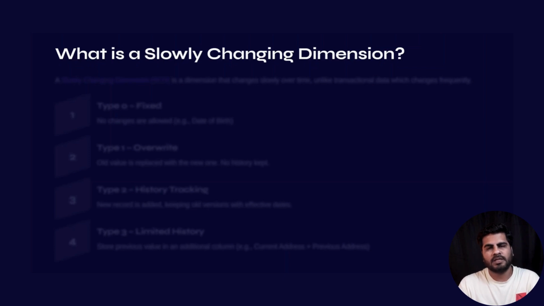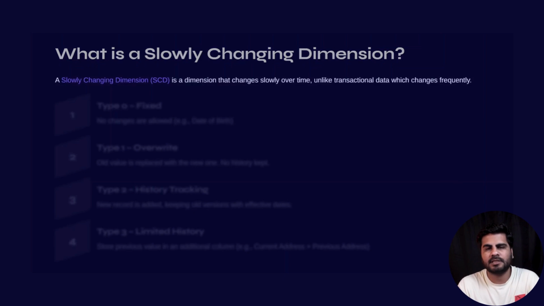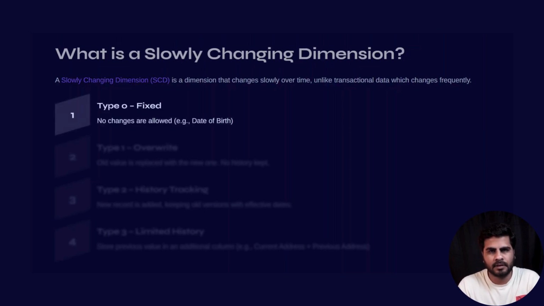So, what is a slowly changing dimension? A slowly changing dimension is a dimension table that changes slowly over a period of time, unlike the transaction data which changes frequently. There are multiple SCD types. The first is SCD type 0. This is fixed data. It does not change over a period of time. For example, date of birth.